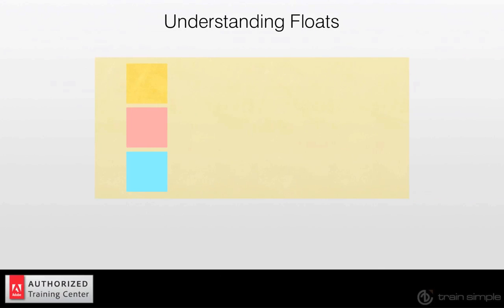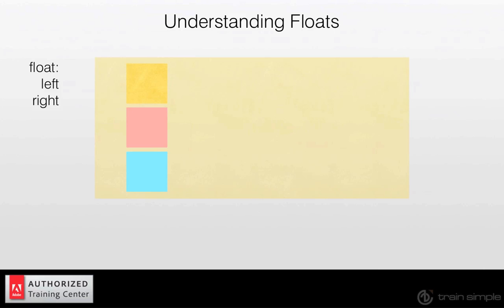Well, let's take a look at this diagram. What we have here is a document with three boxes. There's something called normal document flow, and normal document flow dictates that this yellow box occupies this horizontal line, and this pink box occupies this horizontal line, and this blue box occupies this horizontal line. It's almost like a paragraph of text in a word processing application.